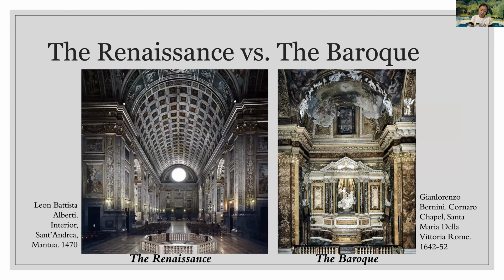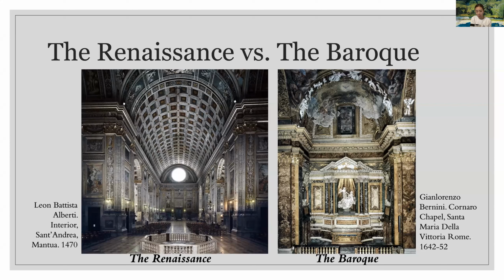So everyone, look at this picture of Renaissance and Baroque church's interior style. The left one is the Renaissance, and the right one is the Baroque style. So can you find the difference between these two styles, everyone? The right is more ornate. Very good. Yes, exactly.